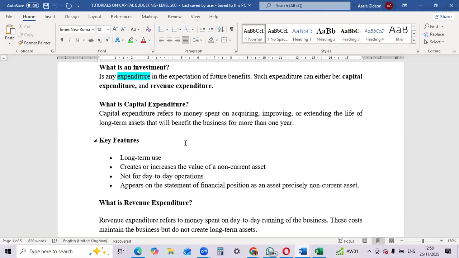Are you together? Not for day-to-day operations, of course. Capital expenditure is not for day-to-day expenses. We have the revenue expenditure who caters for that particular activity. And so when you talk about capital expenditure, it's not a day-to-day expense. Please, are you together? It appears on the statement of financial position as an asset, precisely the non-current asset. So this particular item appears on the financial position as an asset, precisely non-current assets. Are you together? All right, so that is basically that.